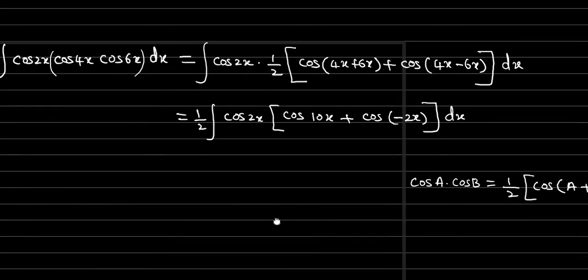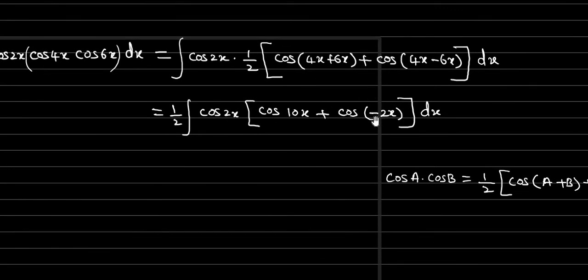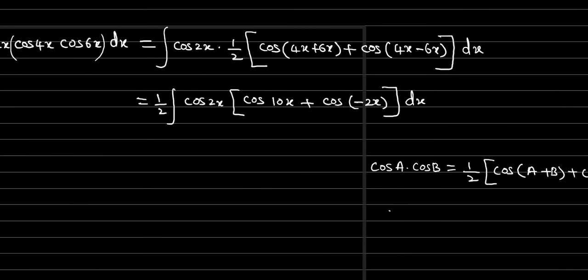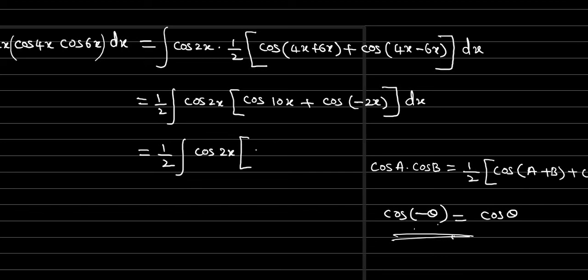Okay, so now again what we are going to do is for cos minus theta. So the cos minus theta formula is what? Even for the cos function, if the angle is negative, it's cos theta only. So in allied angles in trigonometry, we have studied formulas like this. So for cos minus theta, it's cos theta only. So this one we are allowed to change as a positive 2x. Okay, cos of minus 2x is what? It's again only cos 2x, positive 2x. So 1 by 2 integral cos 2x, cos 10x plus cos 2x dx.